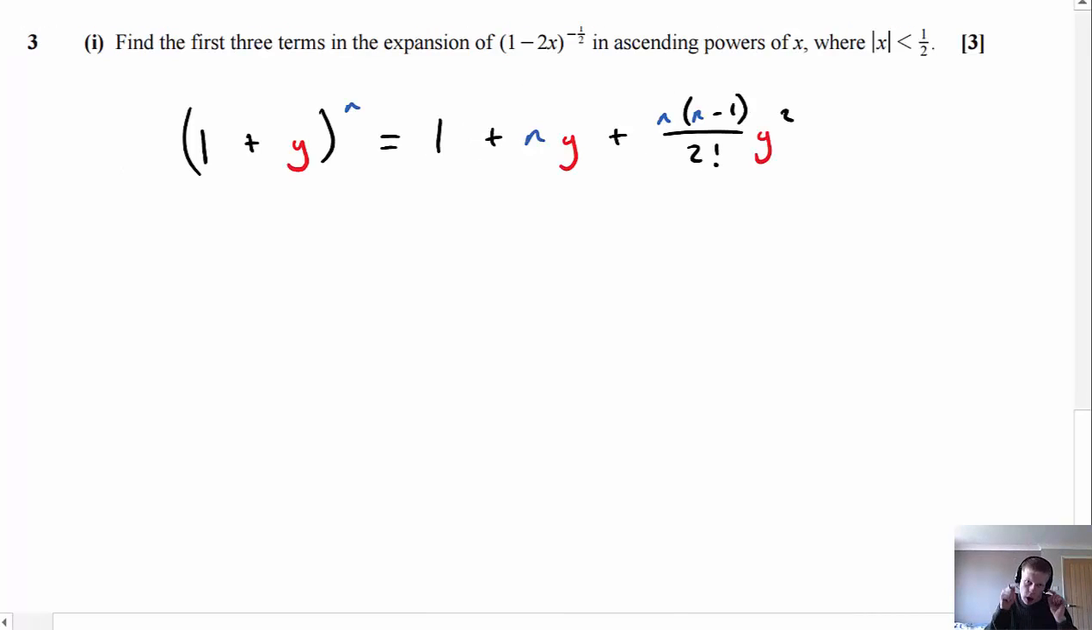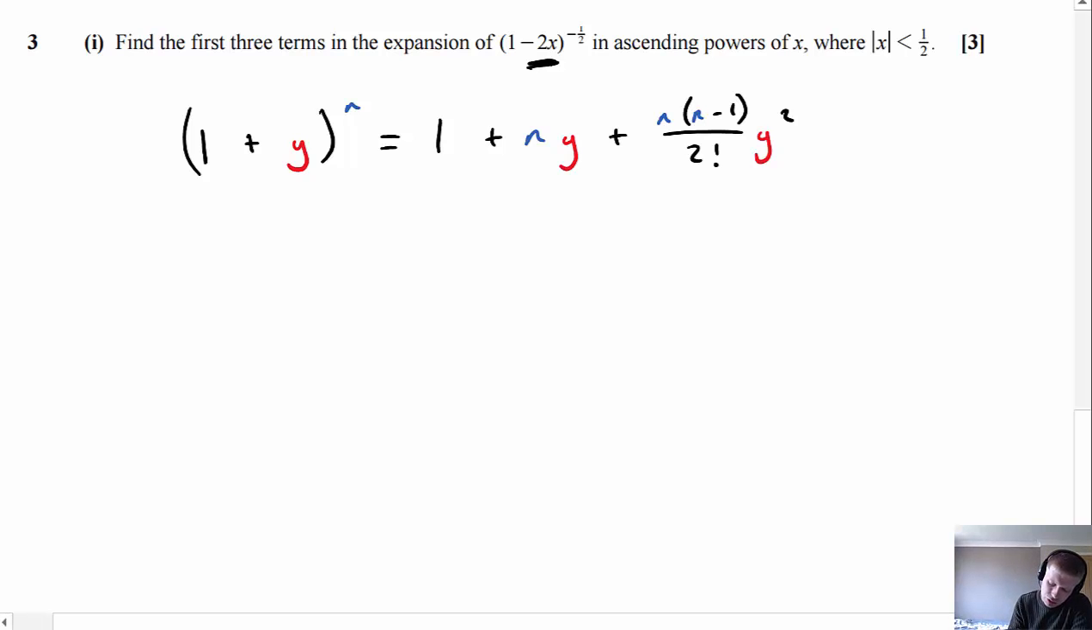Don't worry if you can't get this formula into your head, because it is in the formula booklet. I don't think it's that hard a formula to remember, because it's quite a nice pattern. But a word of warning: the formula in the formula booklet has an x here instead of a y. I use a y personally because you'll usually be asked to expand something with an x already in there, and people get confused because if you've got an x here, then you've got a negative 2x here. So just call it something completely different. Just call it y.